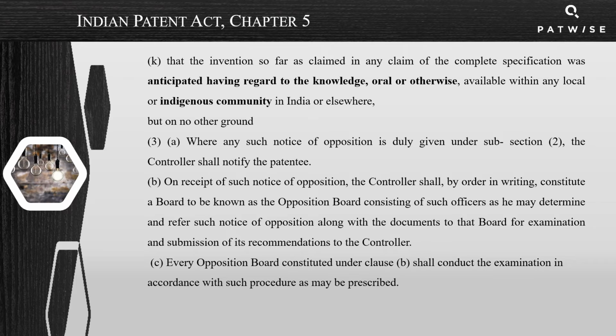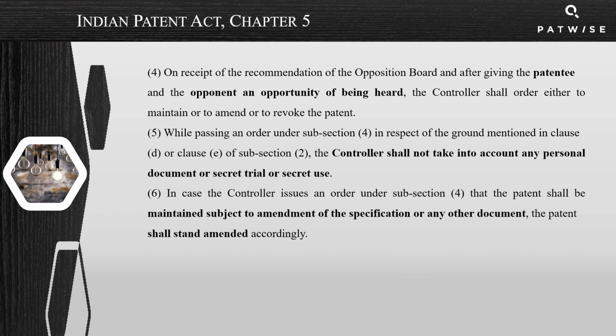Now, when any such notice of opposition is duly given, on receipt of the notice of opposition, it's the duty of the controller to notify the applicant that so and so person has filed a statement of opposition, and he has to send those grounds of opposition to the applicant. A board called the opposition board shall be constituted, and the application has to be examined, or if it is a patent grant, the patent grant has to be re-evaluated. Further, section 25 also details that the controller has to give an opportunity to the patentee to reply to the grounds on which his patent has been opposed.